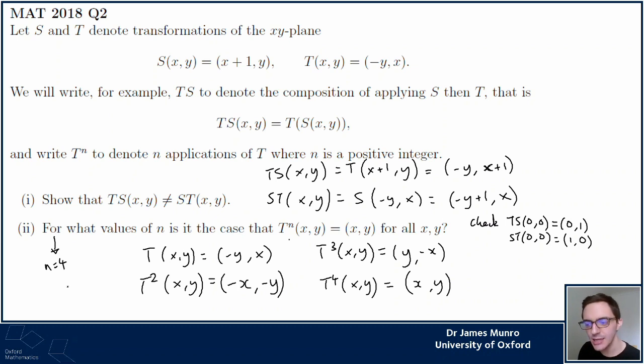But actually, I could keep working out T to the 5, T to the 6, T to the 7, T to the 8. I'm not going to write those on the screen because I've spotted that now that I've got back to where I started, if I do T 5 times, that's like doing nothing and then doing T once. Because T to the 4 got me back to where I started, the answer is in fact going to be n equals 4 or n equals 8, if I go round this pattern twice, or n is any multiple of 4.